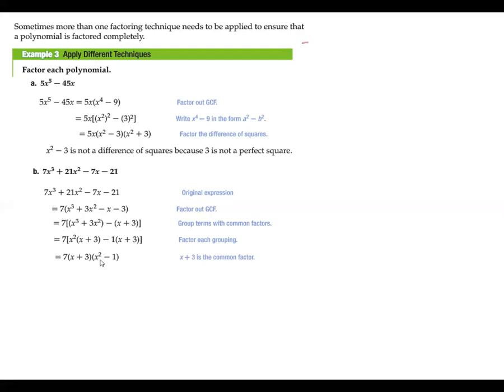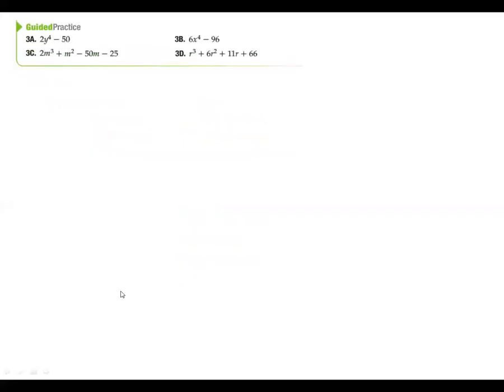We're still not done, though, because you see x squared minus 1 is a difference of squares. So that completely factors into 7 times x plus 3 times x plus 1 times x minus 1. I know, a lot. But it's pretty cool, huh? All right, 4 problems there for you to try. Go ahead and pause the video.